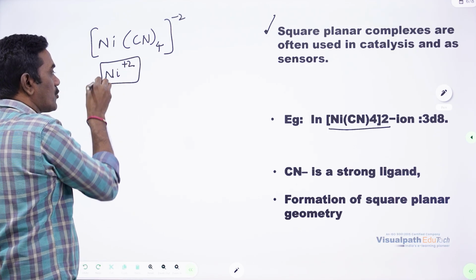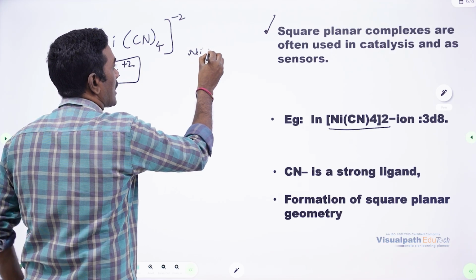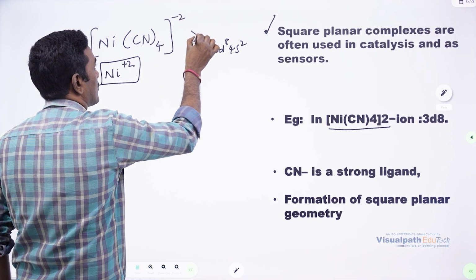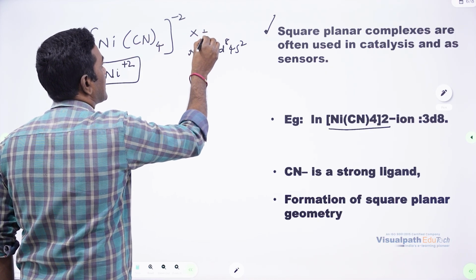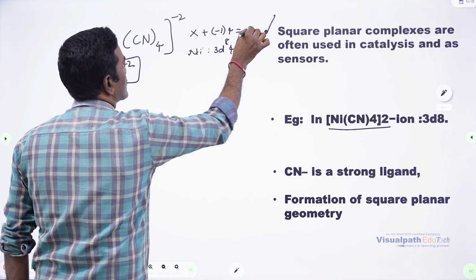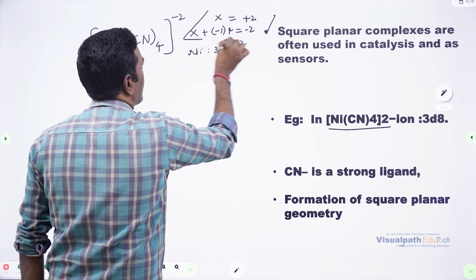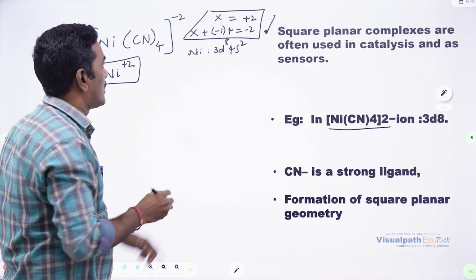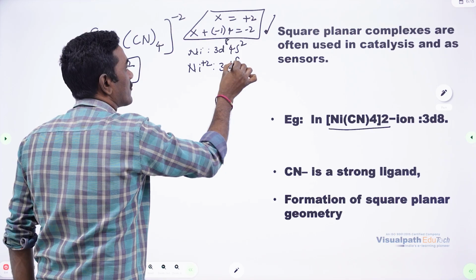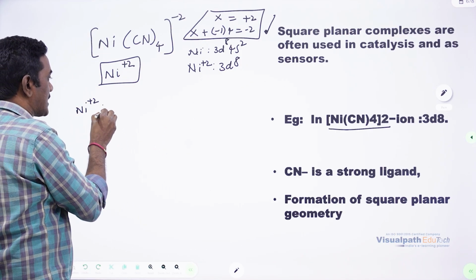I hope all of you know how to calculate the +2 oxidation state, because nickel has 3d8 4s2 configuration. If you are calculating the oxidation state here, x plus 4 into minus 1 is equal to -2. From here x will come as +2. In this way we can calculate the oxidation state of nickel in the complex. Nickel +2 means 3d8 is the configuration.